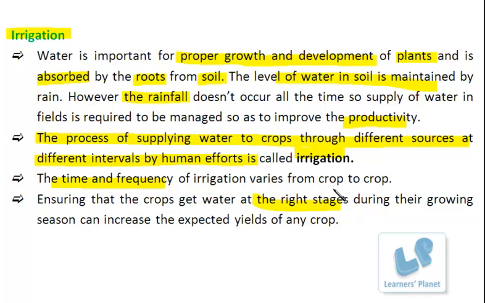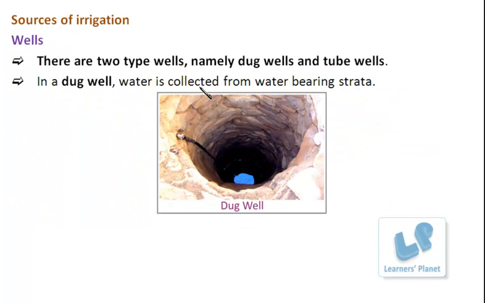So now for this, we need to develop the different sources. We need to study the different sources of irrigation which are used in the fields by the farmers. So the common source of irrigation, number one, is the well. You all are aware of this structure, right? There are two types of wells: the dug wells and the tube wells.